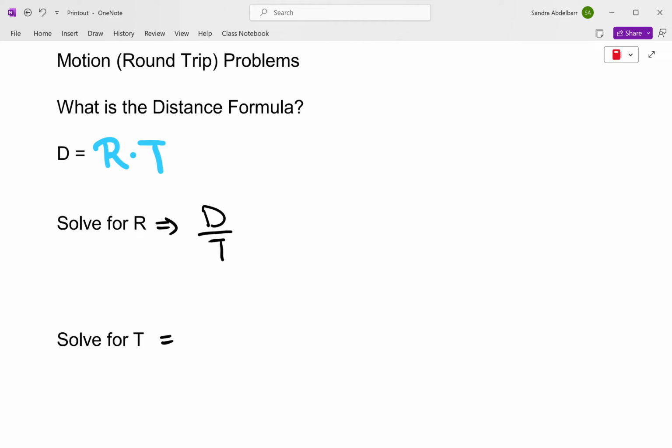All right, if we want to solve for R, so we want to get R by itself, do we agree it's going to be R is equal to D over T? And if we want to solve for T, what is that going to be? T is equal to D over R.